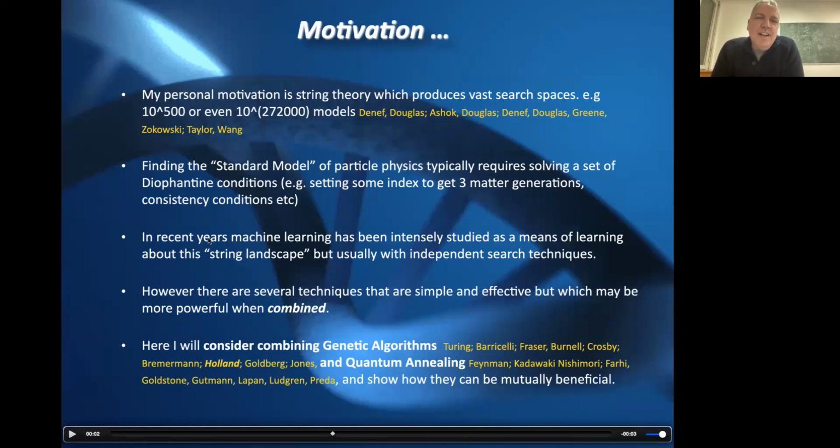In recent years, machine learning has been studied a lot in order to try and look at these things. Mainly what people do is they look at a single technique, genetic algorithms, for example. What I'm going to be doing here is trying to combine 2 techniques: genetic algorithms and quantum annealing. I'm not really going to be talking at all about particle physics, except to show you an example. What I really want to emphasize in this talk is that combining the 2 techniques in a certain way can help solve issues with both of them.